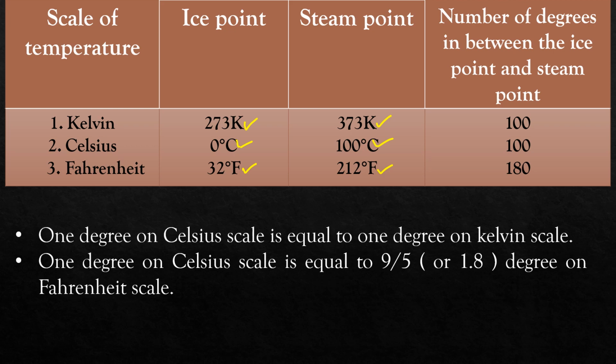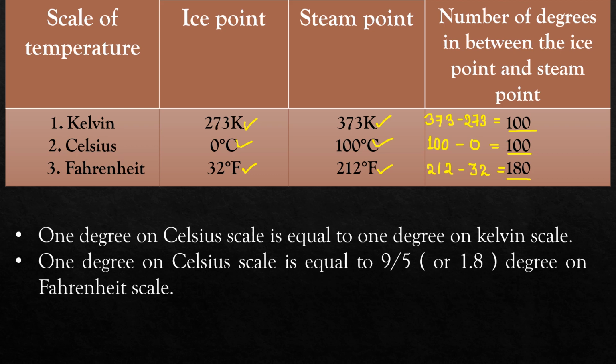So, in the Kelvin scale, if we subtract 273 from 373, the number of divisions will be equal to 100. Similarly, in the Celsius scale, the number of degrees will be 100 and in the Fahrenheit scale, after subtracting 32 from 212, the number of degrees will be 180.